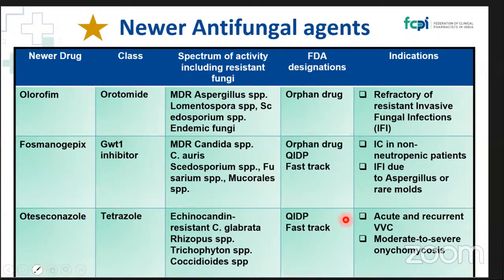Next, we have fosmanogepix. This is a GWT1 inhibitor. Now, GWT1 is an enzyme of the fungus. It inhibits a step in the fungal cell wall protein synthesis, leading to the disruption of cell wall integrity. It's currently undergoing evaluation in a multi-center phase 2 clinical trial for treating invasive fungal infections in neutropenic patients and Aspergillus or mold infections. Next, we have oteseconazole.